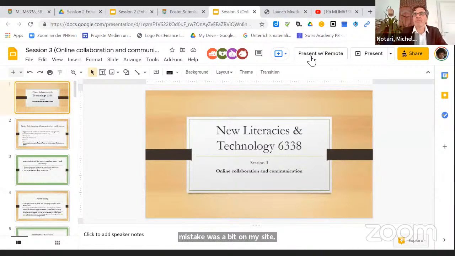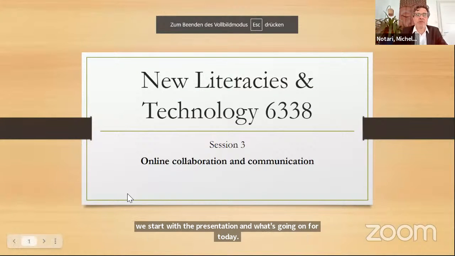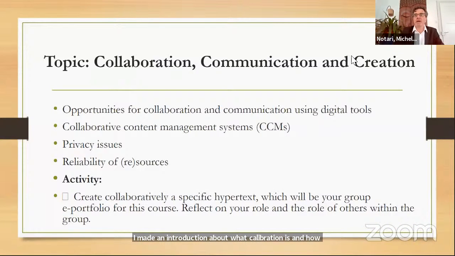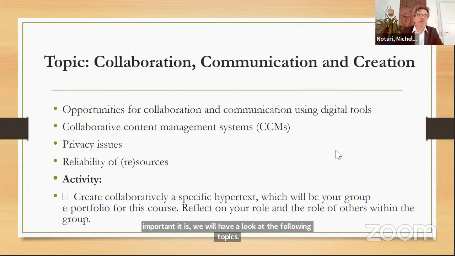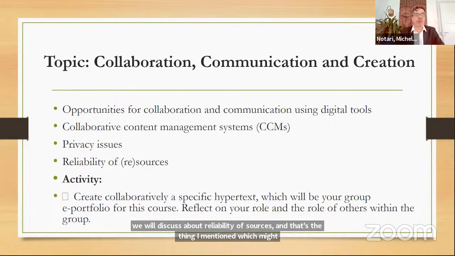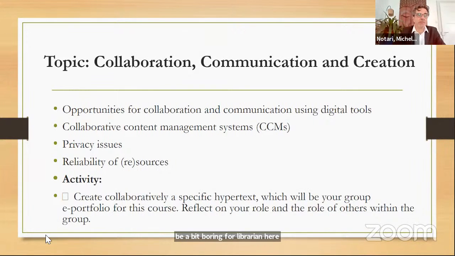Okay, we start with the presentation and what's going on for today. I made an introduction about what collaboration is and how important it is. We will have a look at the following topics: collaborating and communicating using digital tools. And then we may briefly have a look at collaborative content management systems. About privacy, we will discuss the reliability of sources. And that's the thing I mentioned, which might be a bit boring for a librarian here around us.